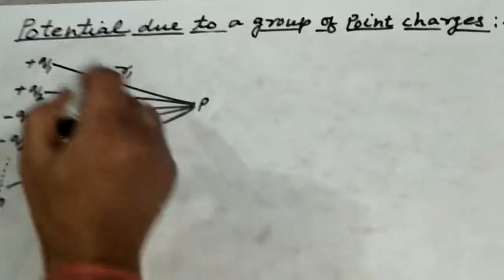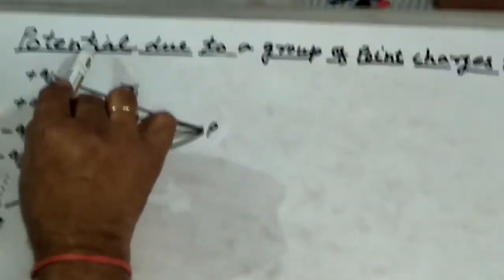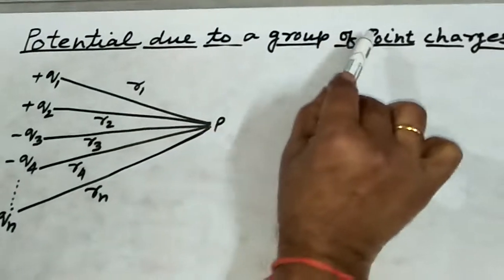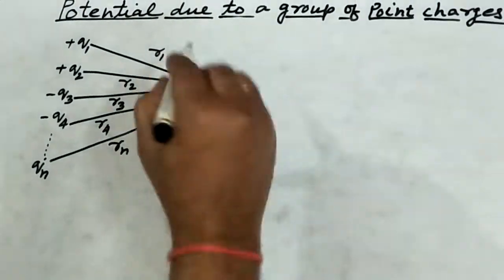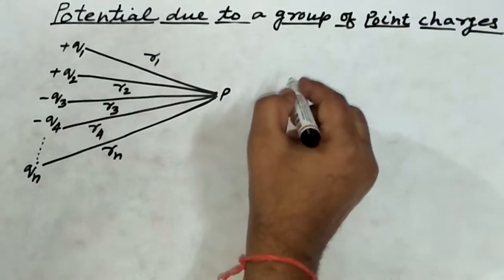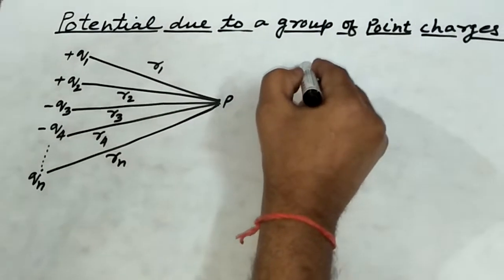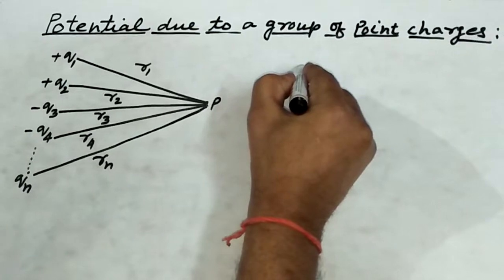In this video, I am going to discuss the potential due to a group of point charges. Dear student, first I would like to remind you, in the previous video I have already derived this formula, the potential due to a point charge.